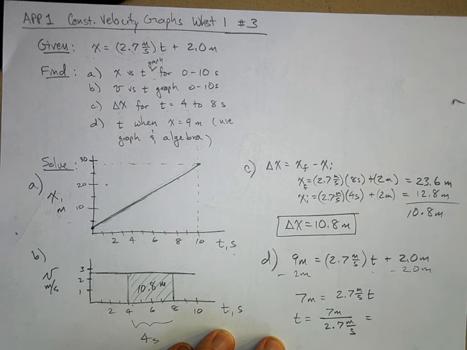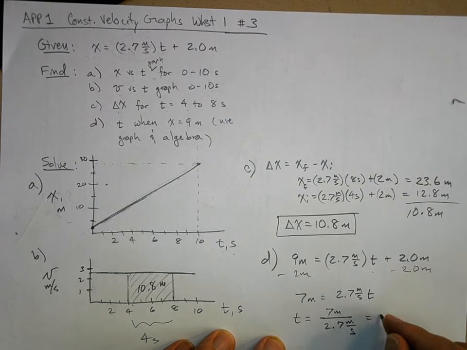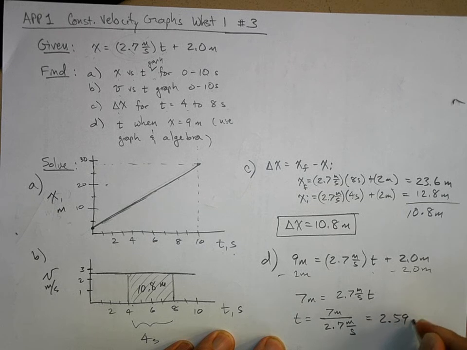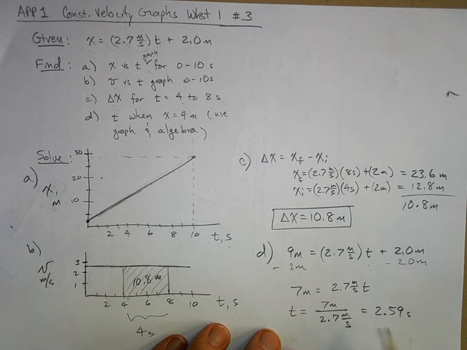And when you do that, let's see, what do you get? 7 divided by 2.7. If you round it, you get 2.59. And some of you rounded to 2.6. I think that was fine.